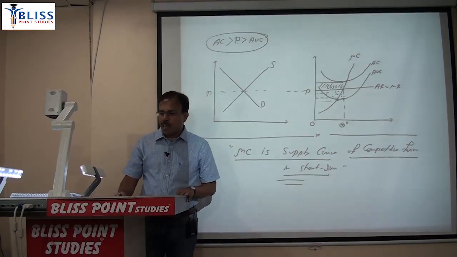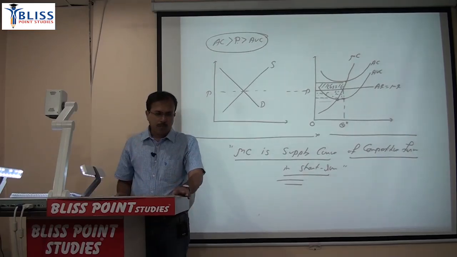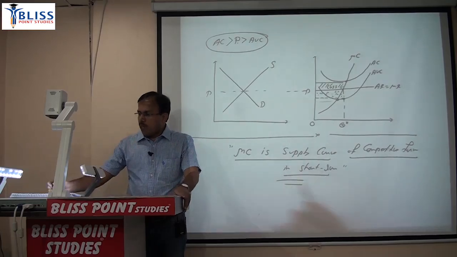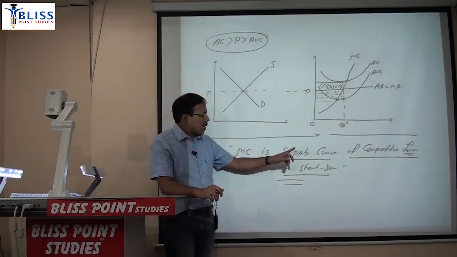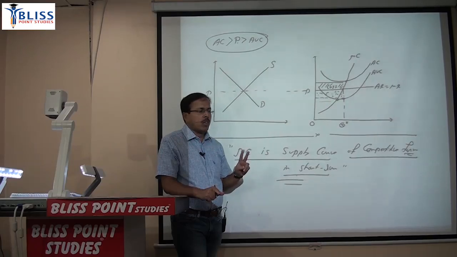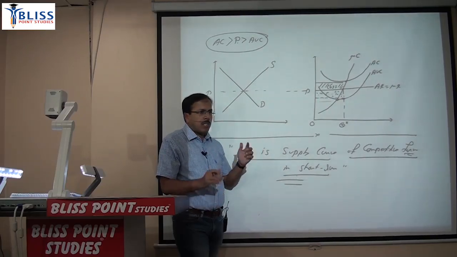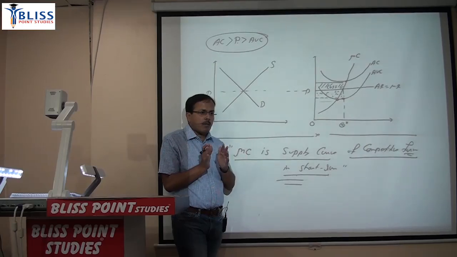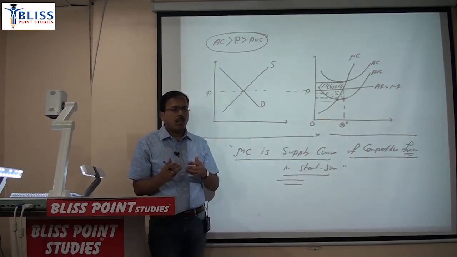Why do we say that marginal cost curve is the supply curve of a competitive firm in short run? Two things are required now. In this part I will explain supply curve of firm in short run, and subsequently I will explain supply curve of industry in long run. So these two things have to be done. We have to draw supply curve, but one supply curve for firm, another supply curve for industry. One in short run, other in the long run.